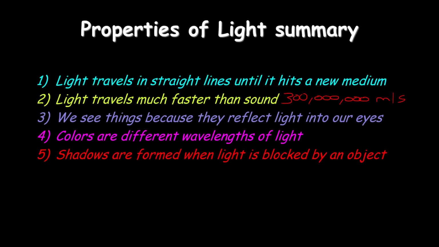And this is important. Light travels in straight lines until it hits a new medium, and then it looks like it bounces off, okay, or refracts. We see things because they reflect light into our eyes. So the colors you see in your everyday life are the colors that are reflected off of that particular object. Colors are different wavelengths of light, which means they have different energy. The longer the wavelength, the lower the energy. The shorter the wavelength, the higher the energy. And shadows are formed when light is blocked by an object, which is pretty self-evident if you think about it.